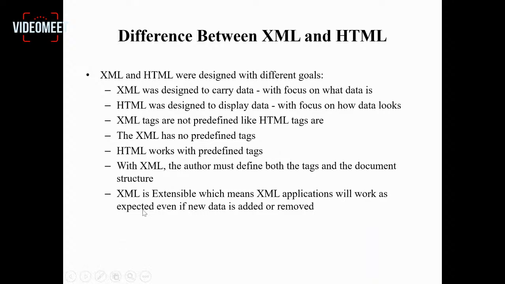And the next and the last one is XML is extensible, which means an XML application will work as expected even if new data is added or removed. So you can create an XML document in such a way that you can extend that XML document to store more data or remove the existing data. That means it can expand or contract, right, as and when required. So you can expand the XML document, you can add more tags into it and store more information. When you don't want some information from the XML document, you can remove them. So by removing them, some tags will be removed, right? So that is the meaning of extensible.